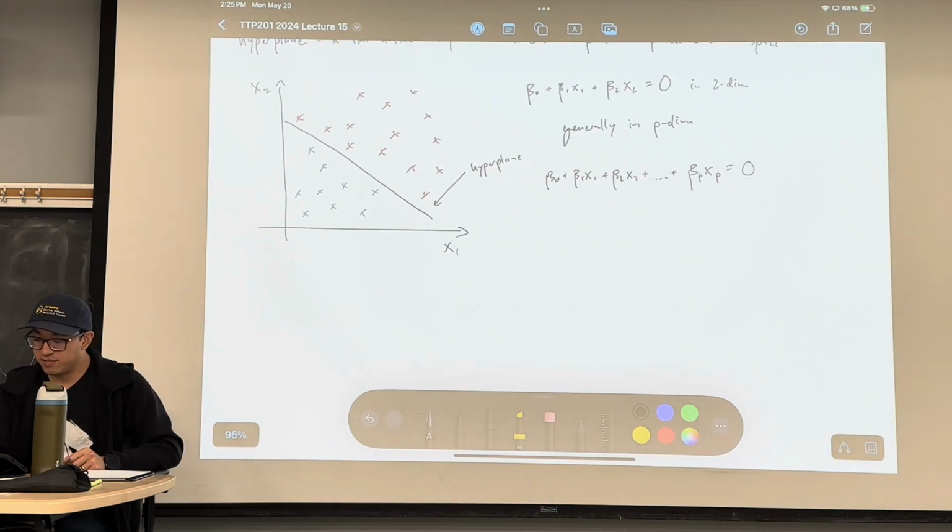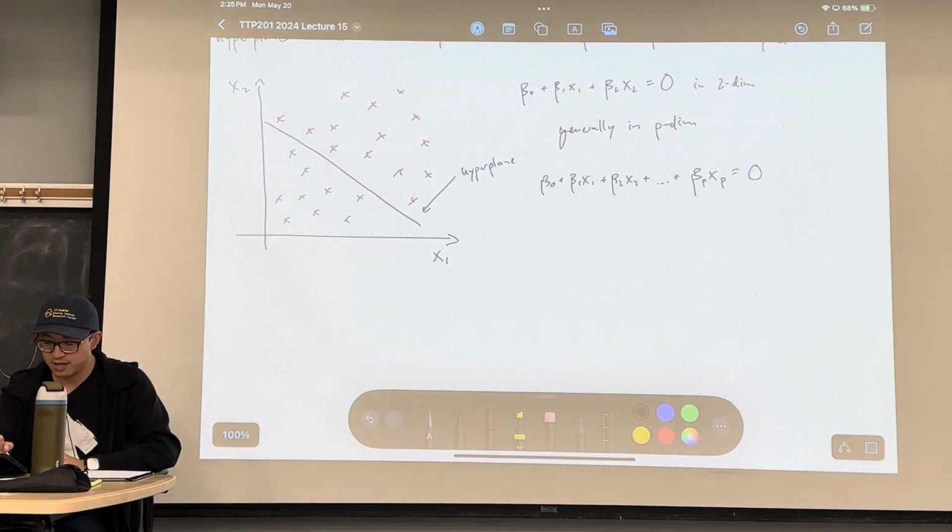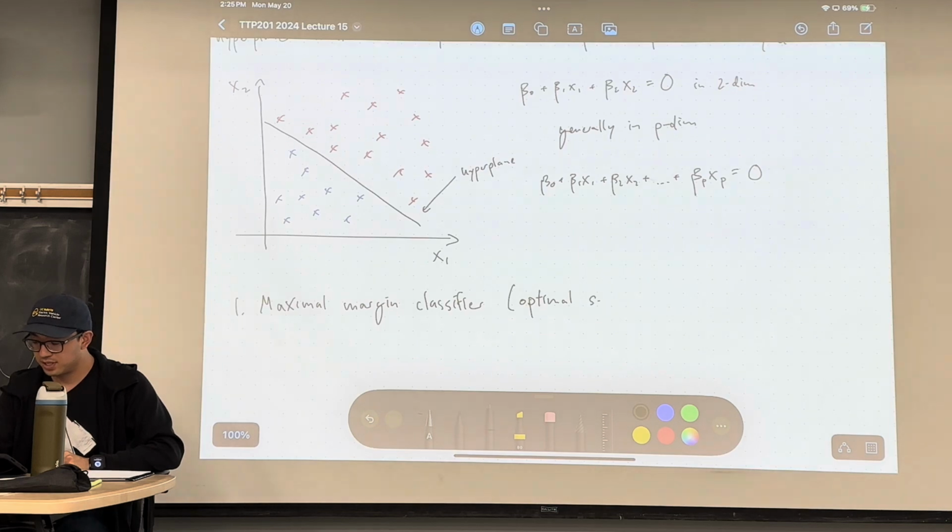Starting off, our first building block is something called a maximal margin classifier, also known as the optimal separating hyperplane.